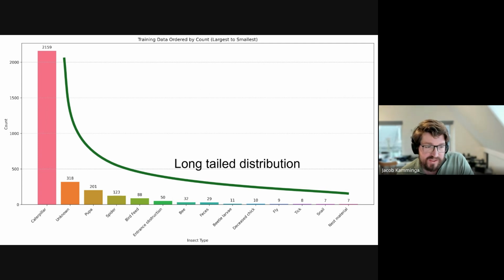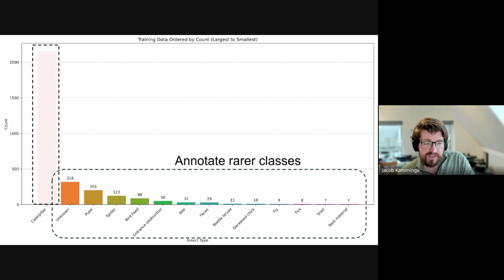And as with many other data sets, it has a long tail distribution, which is always a challenge. So what we do right now is we use our caterpillar classifier to already filter out the caterpillars. So when we annotate data, we really focus on the rare classes.